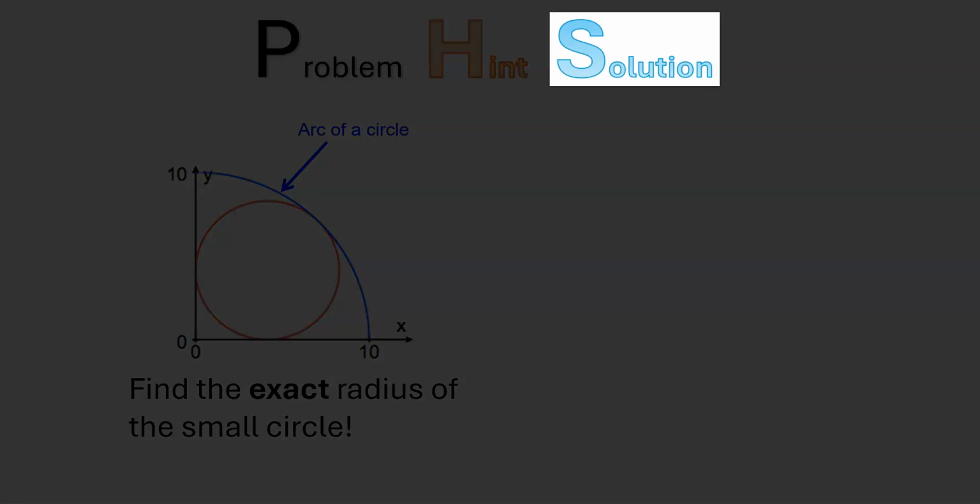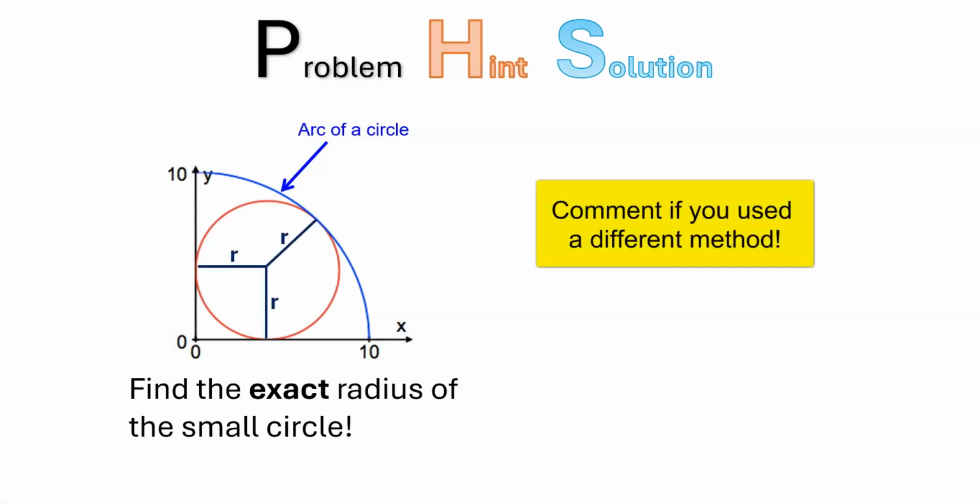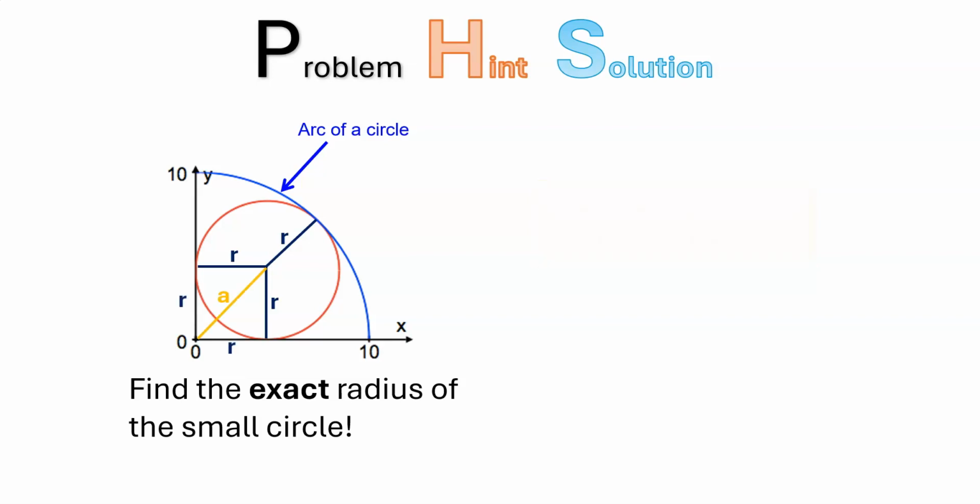Solution. As I mentioned, the first thing to do is to draw some useful lines on our diagram. Firstly, these radii for the small circle, and this extra diagonal line a. You may also notice this shape in the bottom left corner is a square. From this picture now, I can write down a couple of useful equations.